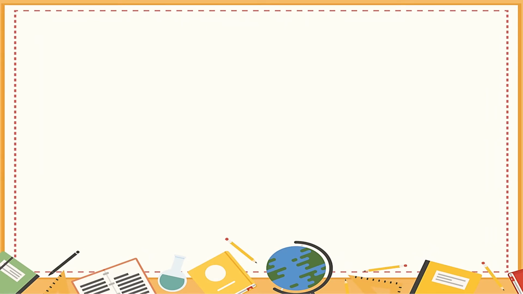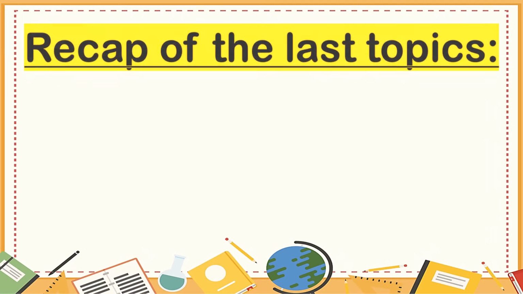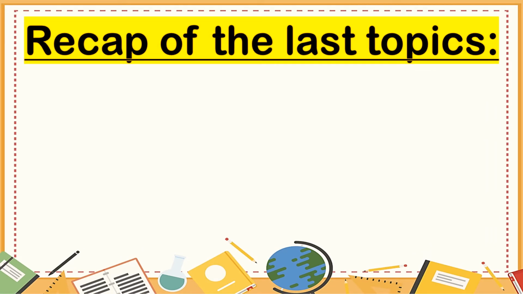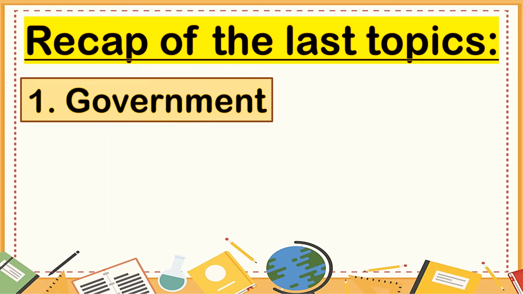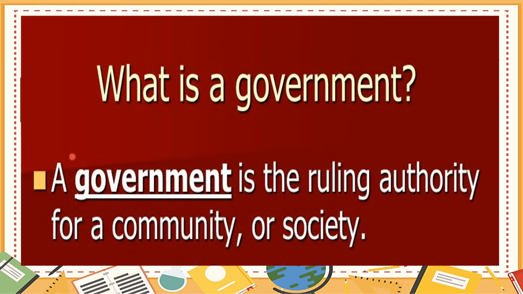So class, before we go with our discussion, let us have a short recap or review of the last topics that we have discussed last Friday. The first one is government. What is government? A government is the ruling authority for a community or society. They lead the country as a whole.